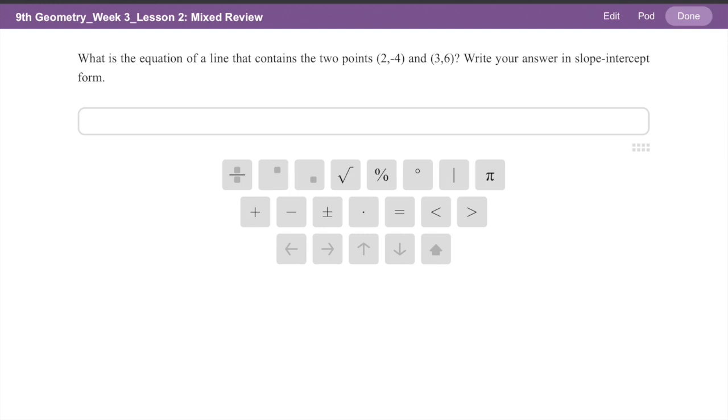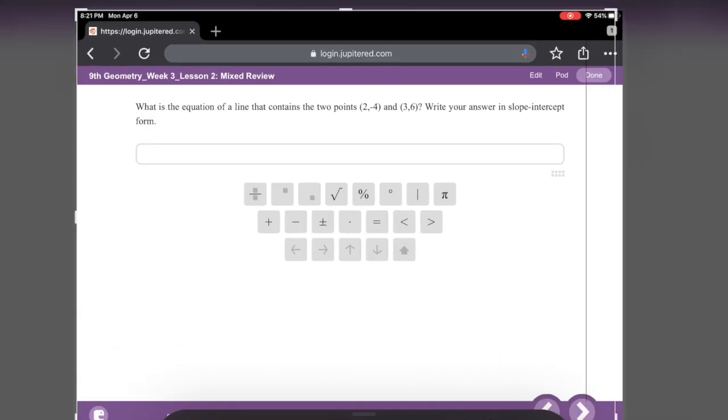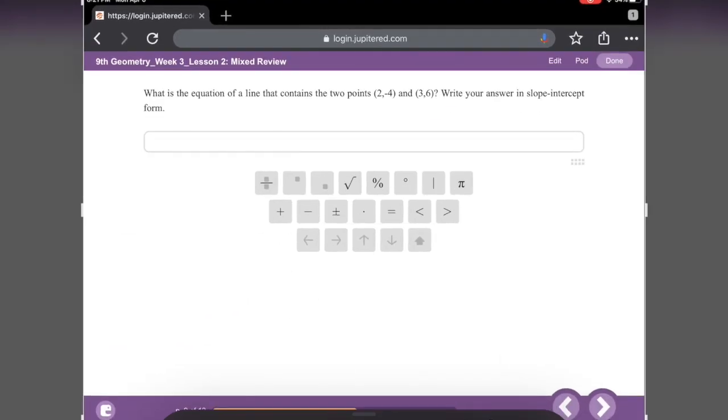This is slightly harder. It's the slope of the line through 2 points, and now we have some more general points to figure out. What is the equation of a line that contains the 2 points 2, negative 4 and 3, 6? Write your answer in slope-intercept form.